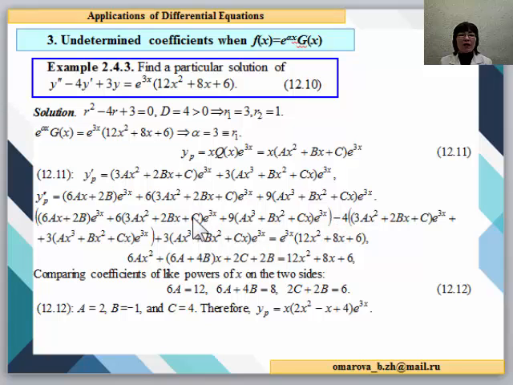Next, we simplify, remove the parentheses, and cancel both sides by the exponential function. We obtain the following equation. Next, we compare coefficients of like powers of x on the two sides of the last equality. Then we obtain the system of algebraic equations with respect to a, b, c in the form 12.12. Next, we solve this system of algebraic equations 12.12 and find the indeterminate coefficients a, b, c. Next, we substitute them into the particular solution 12.11 and we find the particular solution of the given equation.